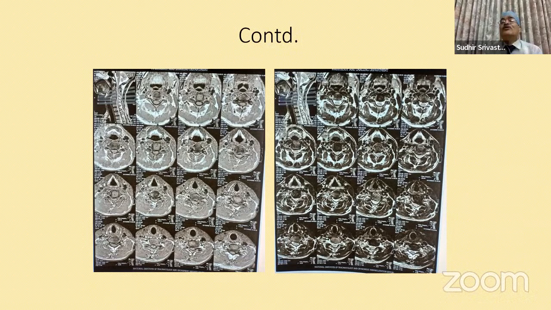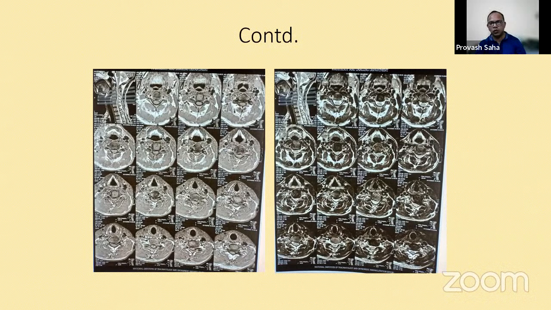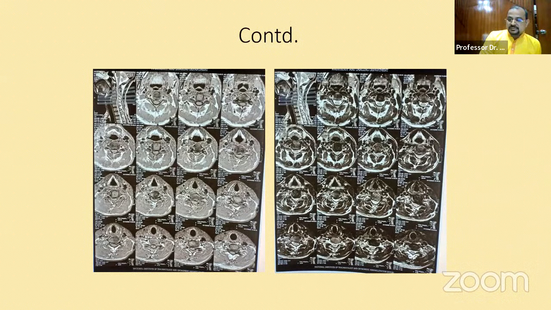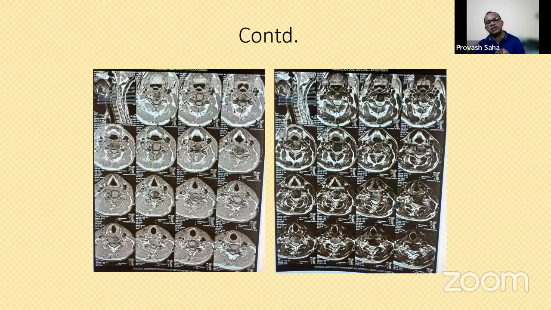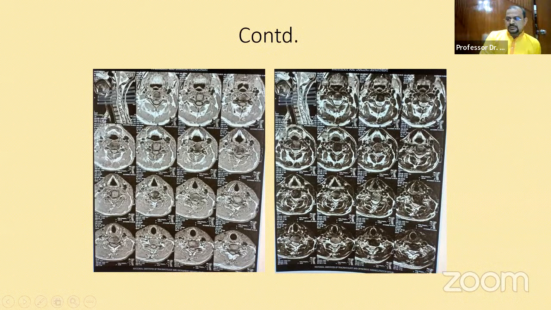Yes, thank you, sir. So what is your opinion, whether we should go for anterior or posterior? Dr. Provash. Yes, sir. There is a cord compression as well as root compression, more on the left side, I think. There is some sensory deficit at the C5 and C6 level, but very mild. So C3, C4, C4, C5 and C5, C6, all through there is a cord compression as well as root compression, more on the left side.